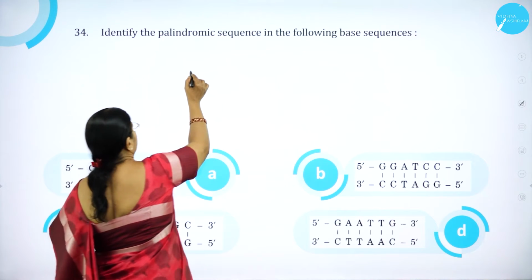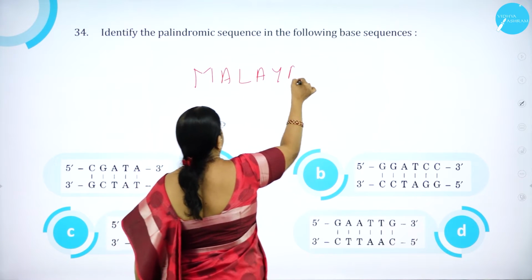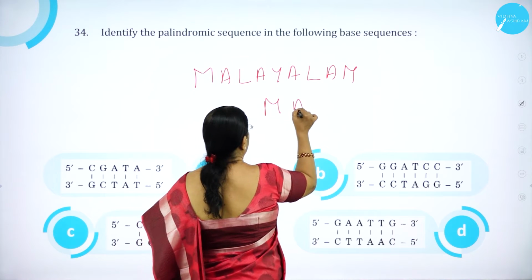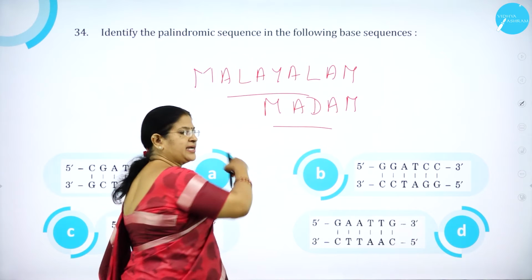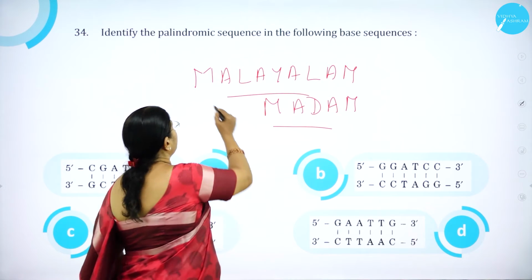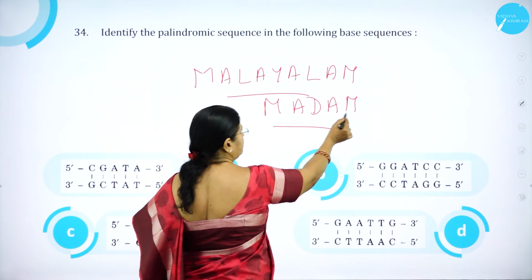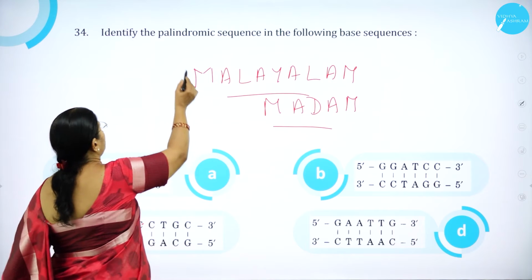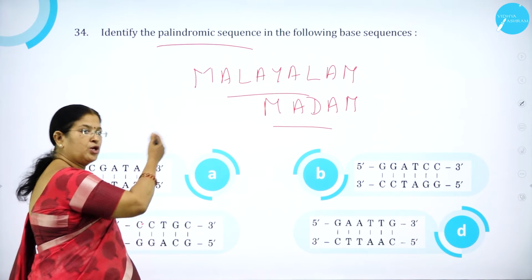Hope you might have come across a word called Malayalam, or one more word called madam. You read from both the sides, it means the same. You read like this, Malayalam. You read from there, it is Malayalam. You read from here, madam. You read from here, madam. So such sequences are called what? Palindromic sequences.